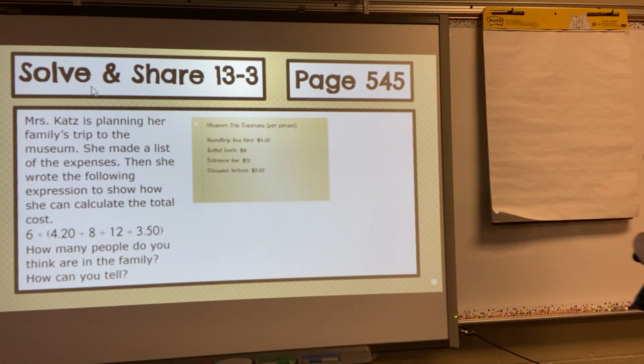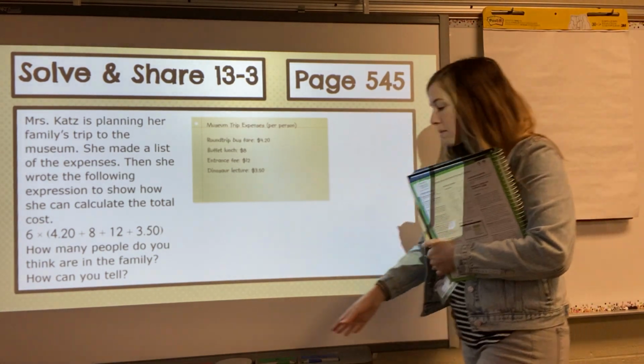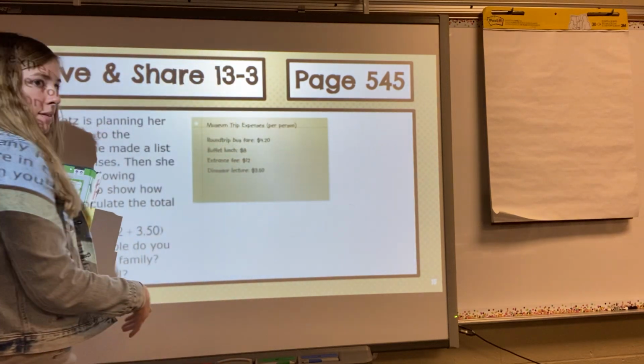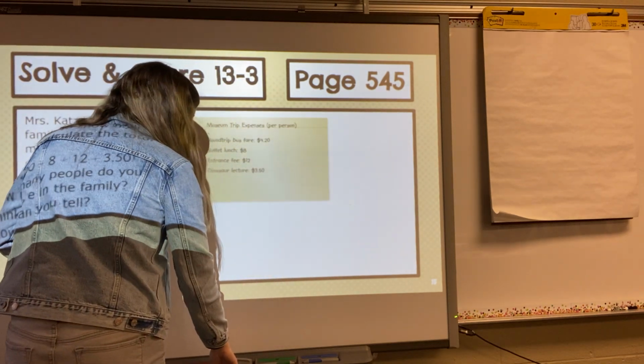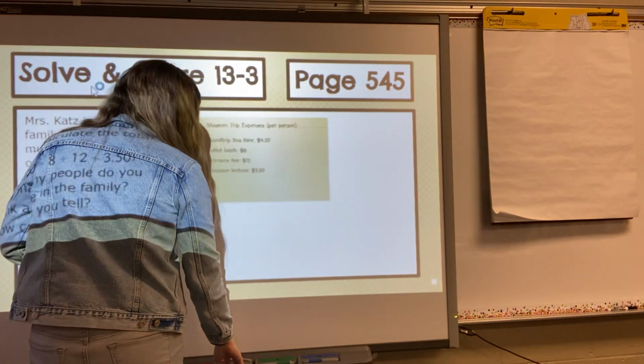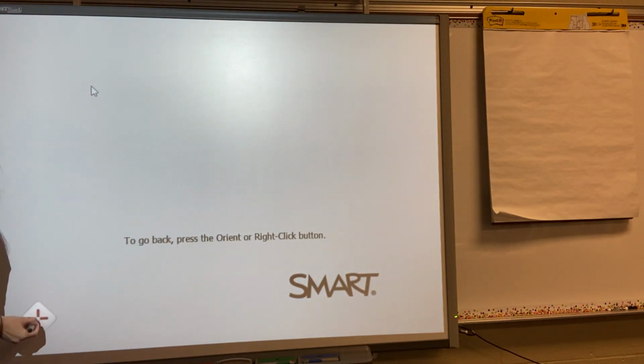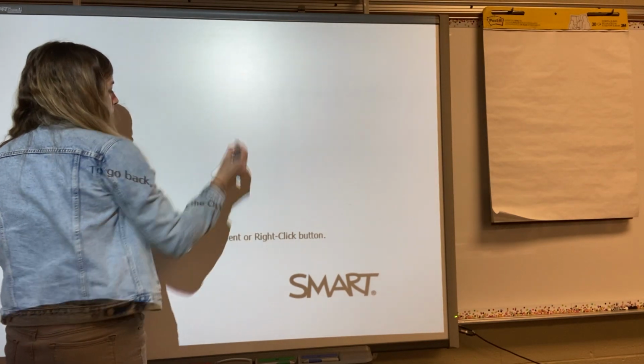Alrighty, here's our solve and share. We are on page 545, so make sure you have your workbook out and open. I'm going to recalibrate my board here in a second. There we go. And then we will read through our solve and share.